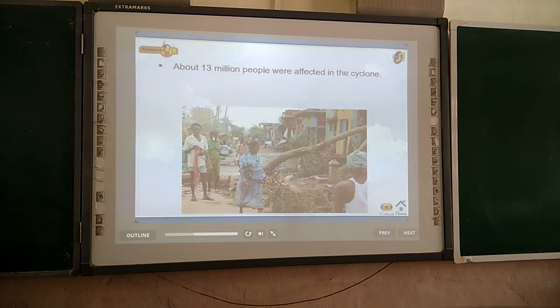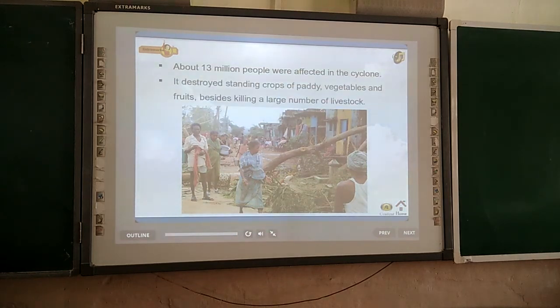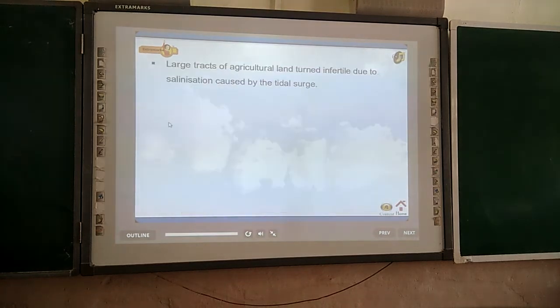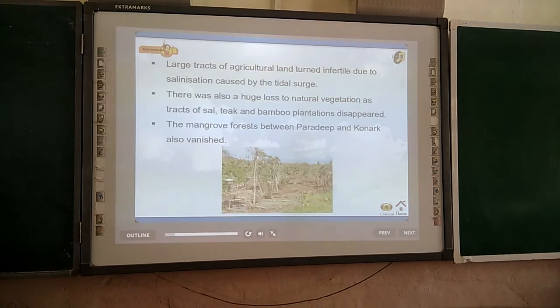About 13 million people were affected in the cyclones. It destroyed standing crops of paddy, vegetables, and fruits, besides killing a large number of livestock. Large tracts of agricultural land turned infertile due to salinization caused by the tidal surge.